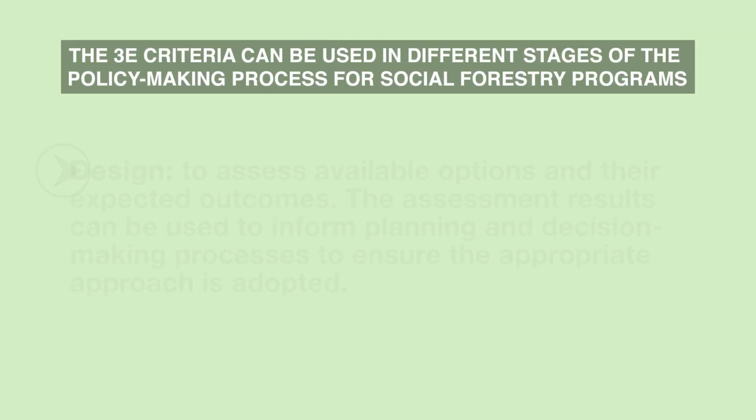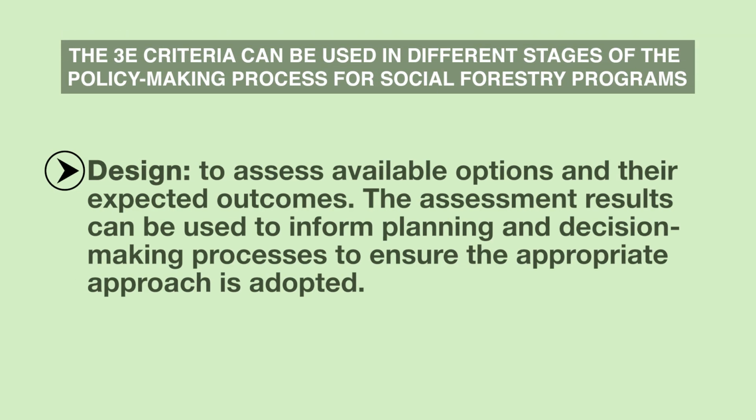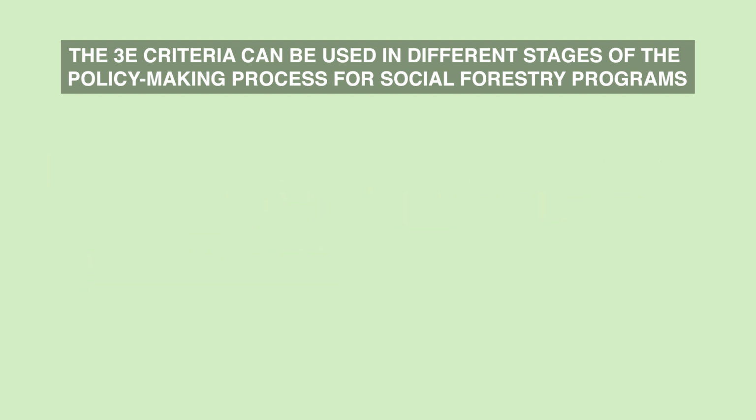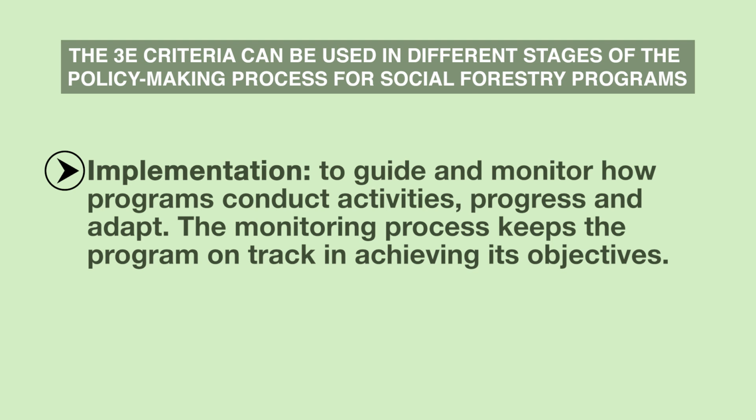So, the 3E criteria can be used in different stages of the policy making process for social forestry programs. So, the first can be design, to assess available options and their expected outcomes. The assessment results can be used to inform planning and decision making processes to ensure that the appropriate approach is adopted for the particular program. The next is implementation, to guide and monitor how the programs conduct activities, progress, and adapt. The monitoring process keeps the program on track in achieving its objectives.